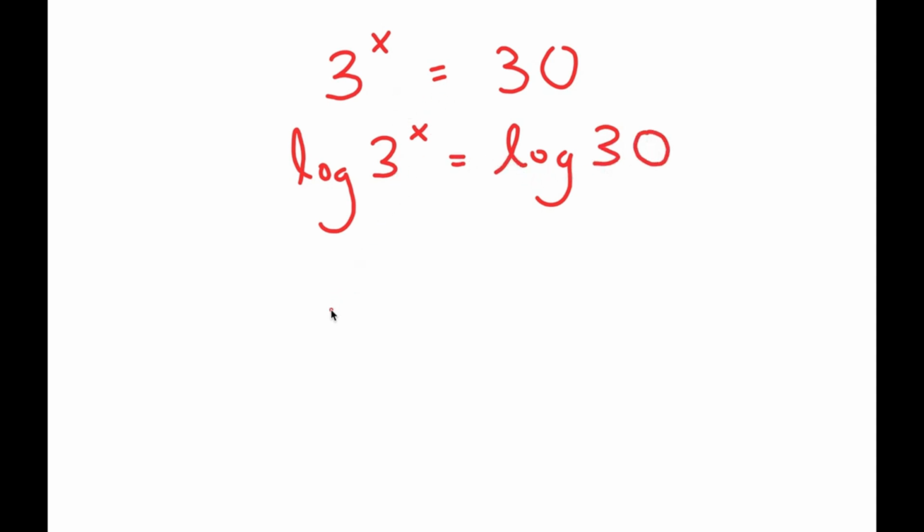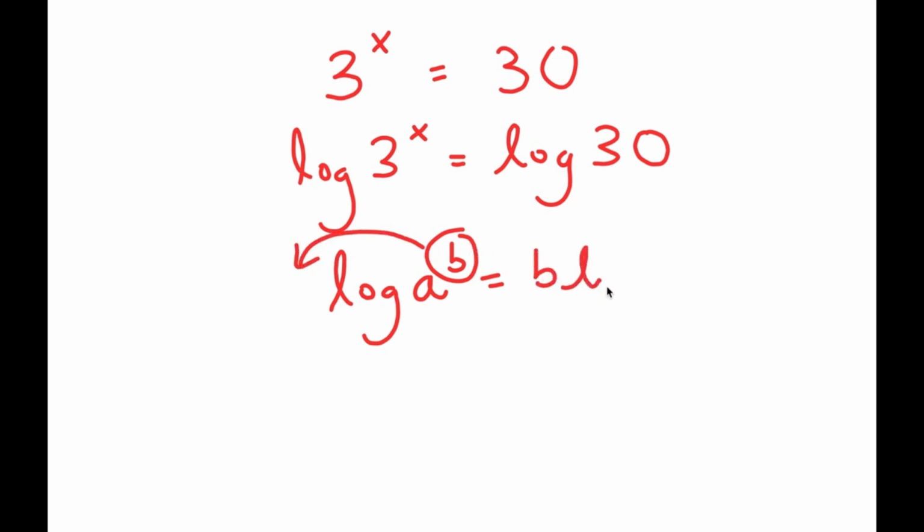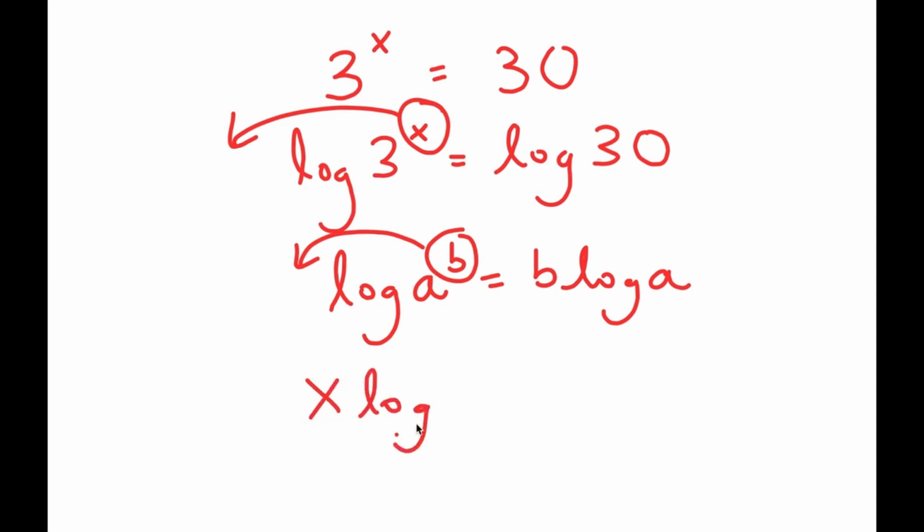Now, if I have something in the form log a to the power of b, I can move this exponent b to the front, so this turns into b times log a. In this case, I have log 3 to the power of x, and I can move x to the front. So I get x times log 3 is equal to log 30.